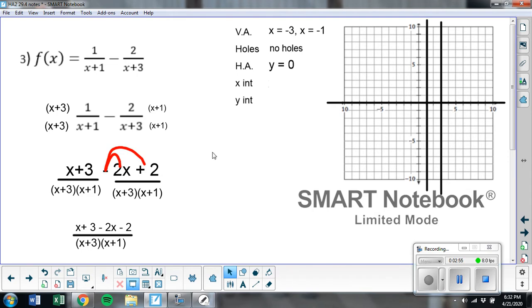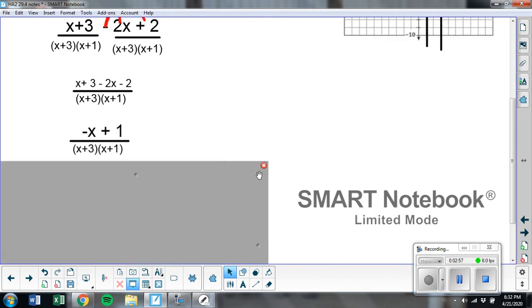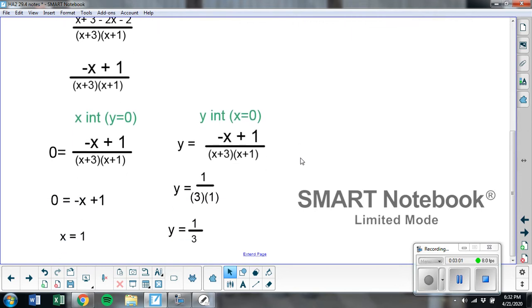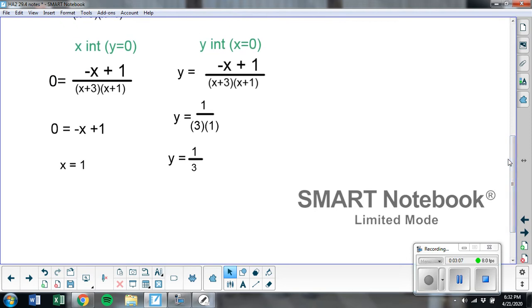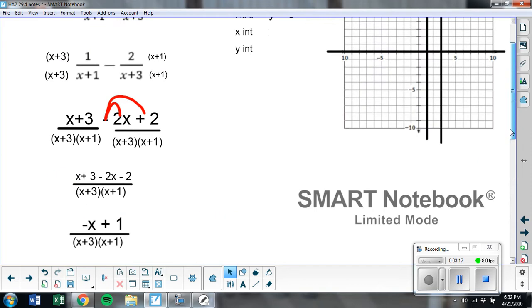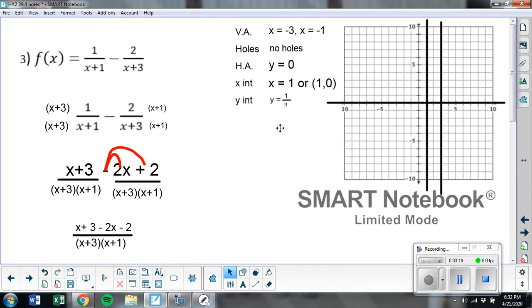Alright, let's find the last 2 things, x-intercept and y-intercept. Pause the video. Here's my work for you to check once you've done that. And then I'm going to write them up above, my x-intercept and my y-intercept. They are points, but I won't be too picky about that as long as you label them. X-intercept, y-intercept. So let's plot those.